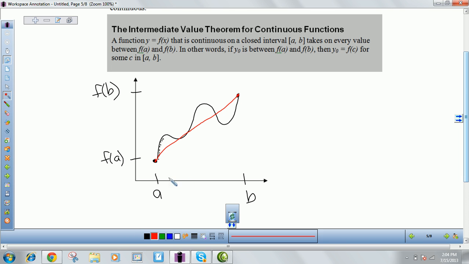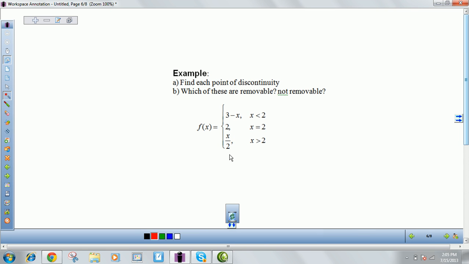So before we move on, try to think of some times when this theorem would not be true. And the only time this would not be true is if the function is not continuous. And that's a simple answer there. Okay, that's the only time this would not be true, is if the function was not continuous. Go ahead and try this example then. What I want you to do is look at the function. You have a piecewise function. Find each point of discontinuity if they exist. You don't know if they do or not. And then B, which of them are removable, not removable, if you were able to find any. So go ahead and try this on your own and then come back here and see how you did.